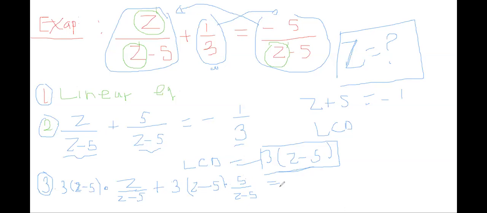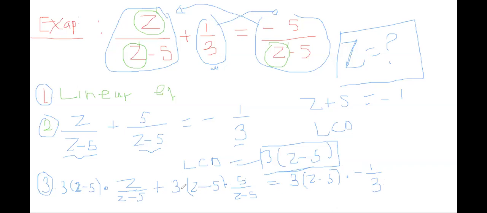Equals, we take this lowest common denominator again and multiply, because whatever you do on one side of the equation, you have to do on the other side of the equation. That's why we call it an equation. Everything you do should be in tandem, in balance. Minus 5 times minus 1 over 3. So we have this.